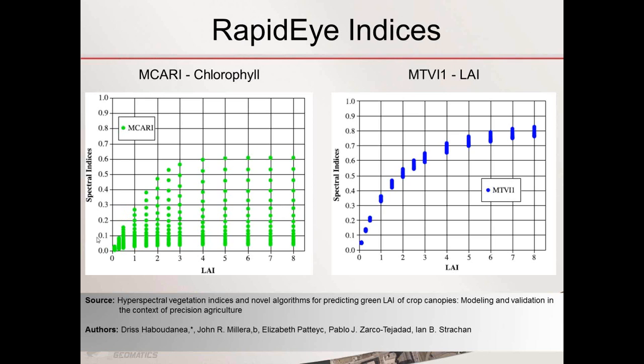Of course, as we get to the lower end, where there's very sparse vegetation, naturally our index values are going to go down, as there's obviously no chlorophyll to measure if there's no vegetation.